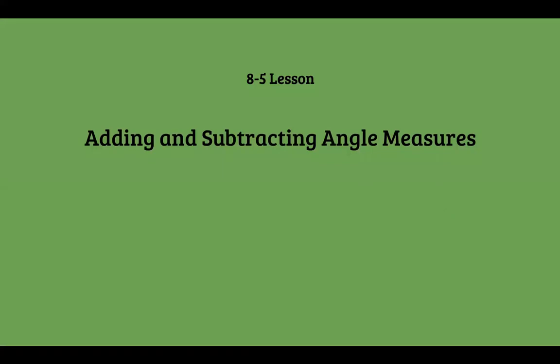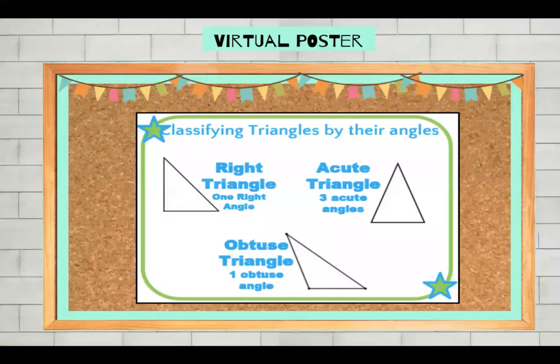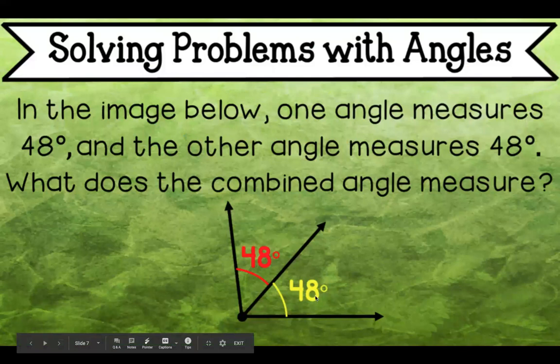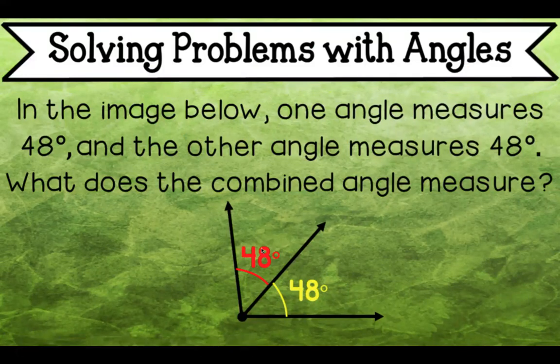Now, our lesson today is going to be adding and subtracting angle measures or angle measurements. In the image below, one angle measures 48 degrees. So right here, that's 48 degrees. And the other angle measures 48 degrees. So what does the combined angle measure?